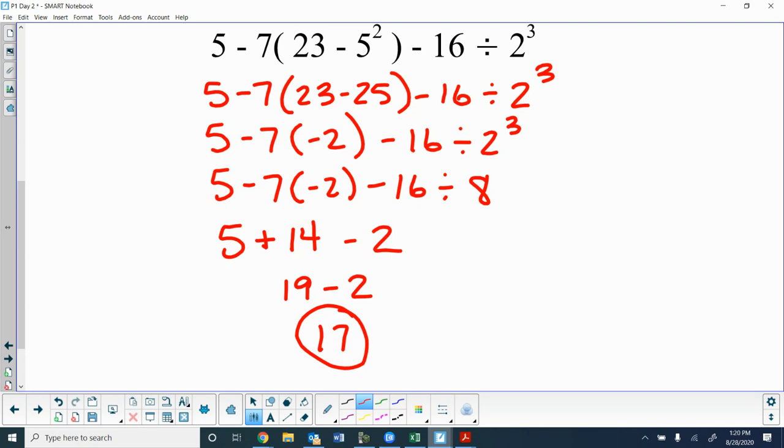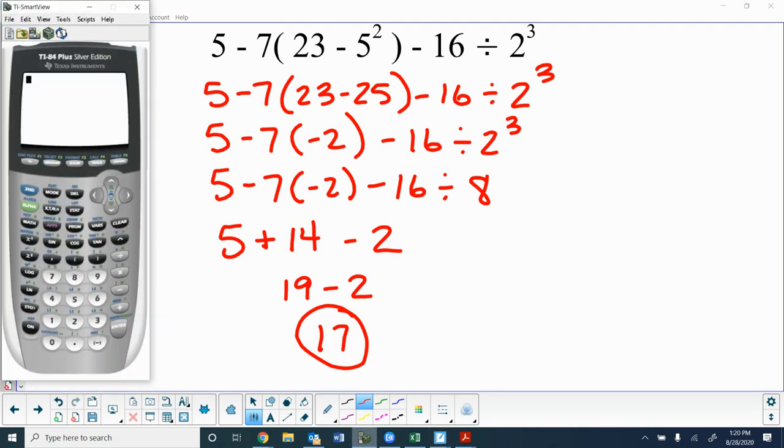And if you didn't, that's okay. You don't really have to do it without a calculator, right? You can do it on the calculator. And just make sure you put it in just like it's written, all right? And your calculator knows or follows the order of operations. So I got 5 minus 7, parenthesis, 23 minus 5 squared, parenthesis, minus 16 divided by 2, use the caret there, to the third power, and it'll give you the 17. Okay? So just a little practice.